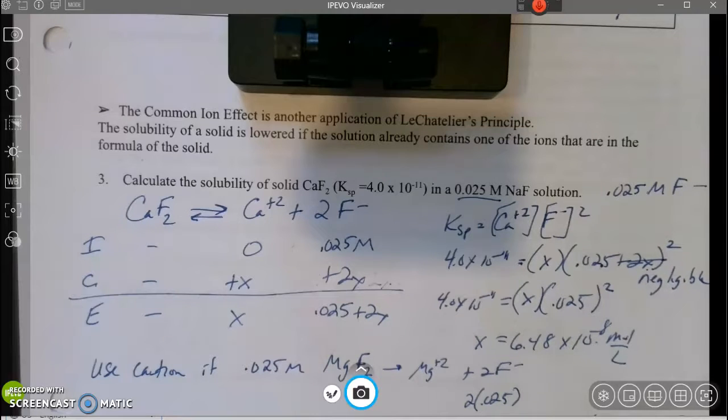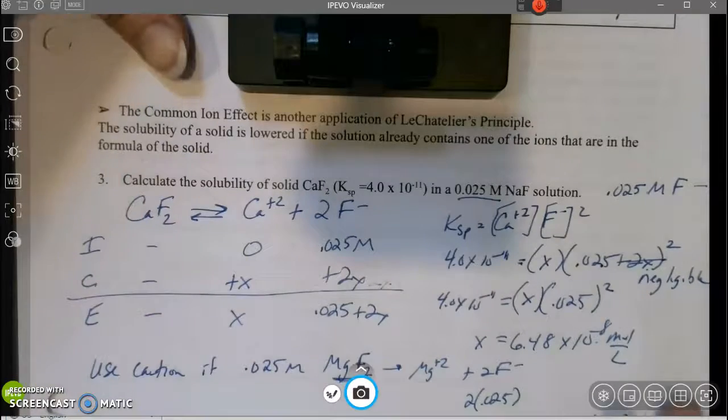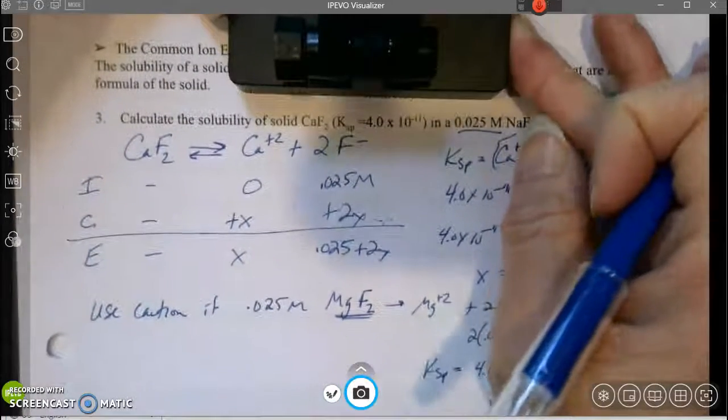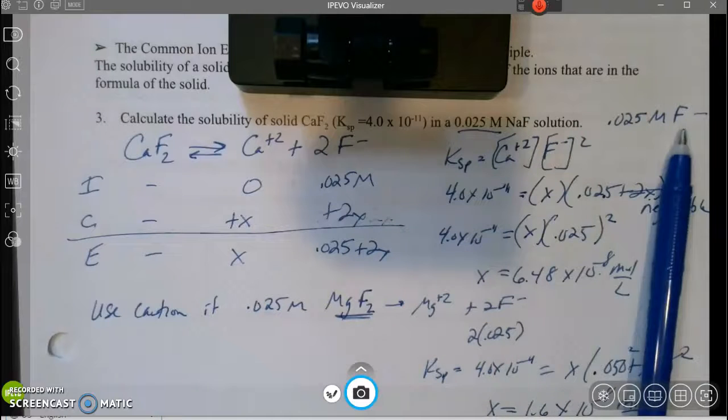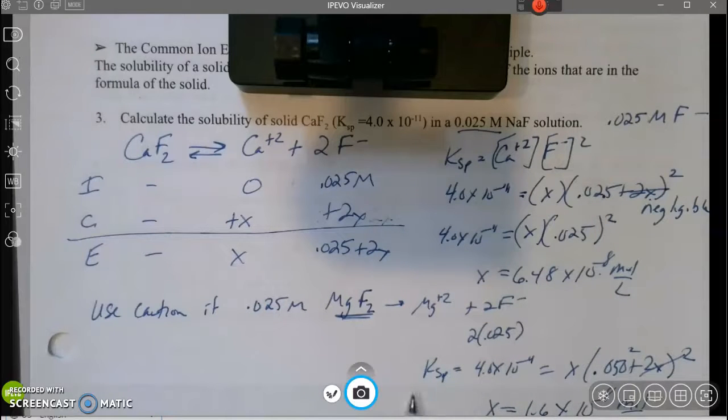Now, the 2x is still negligible, but I'm going to have to square that, and that reduces my solubility to 1.6 times 10 to the negative 8th moles per liter because I'm putting more fluoride. So you have to pay attention to what the formula of that compound is that is dissolving. So if it provides more than 1 mole of ions, you have to account for that.